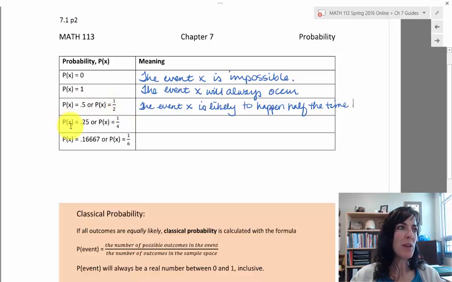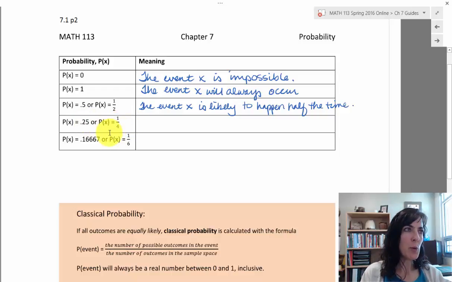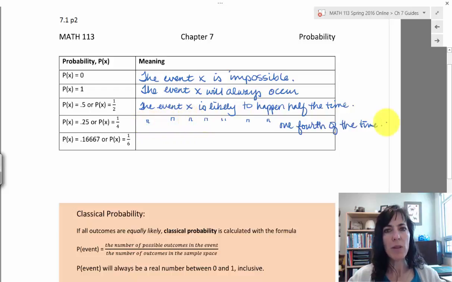The next one, P of X equals 0.25 or P of X equals 1/4. Again, you can write it as a decimal or a fraction in its reduced form, and the two are equivalent. So this one means that the probability of your event X happening is 0.25 or happens 1/4 of the time. So you can put event X is likely to happen 1/4 of the time.